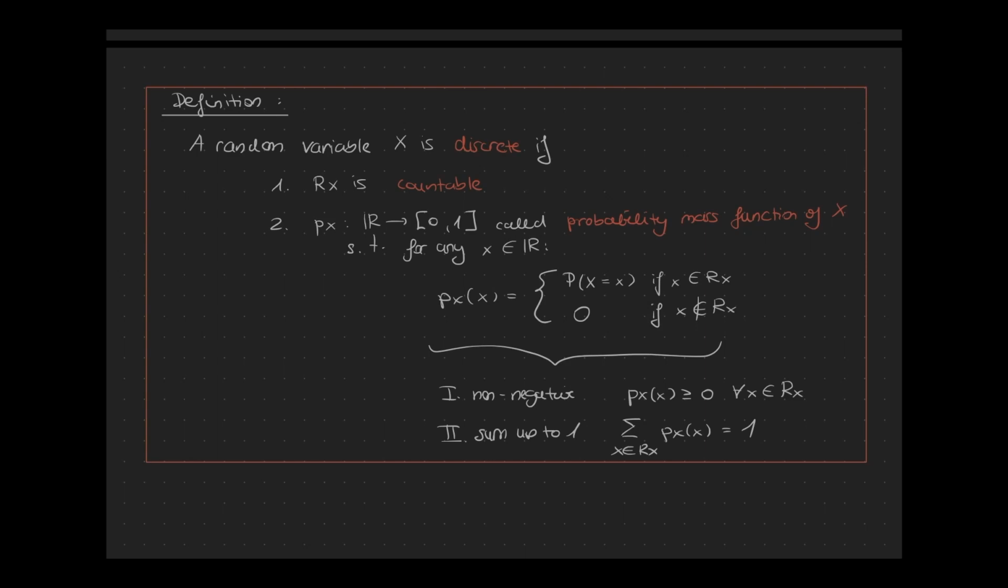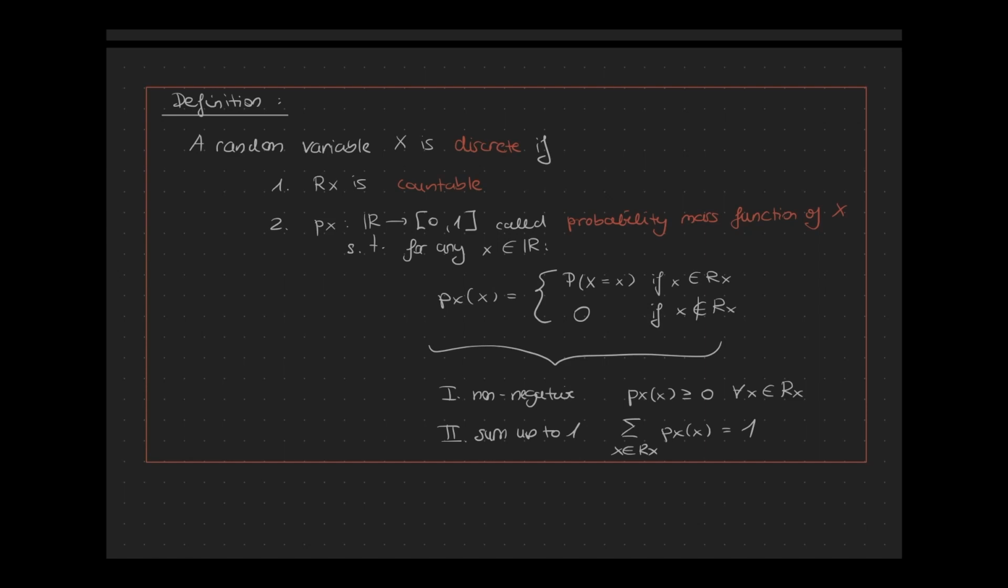And the second requirement is that there has to exist a function px which maps from the real numbers onto the interval 0 to 1. And the real numbers here are essentially the realizations, which we described already. So for any x which is an element of the real numbers, the following expression has to be defined: px of x is equal to a probability if x is an element of the support, and 0 otherwise.